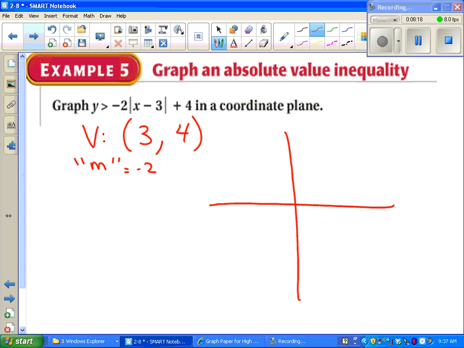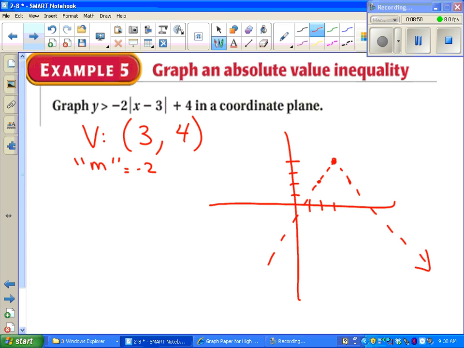So we can draw that. We know to draw it with a dashed line because we have y is greater than instead of greater than or equal to. Put in our vertex, down 2 over 1, down 2 over 1 the other way. And at this point we draw the dashed boundary line.